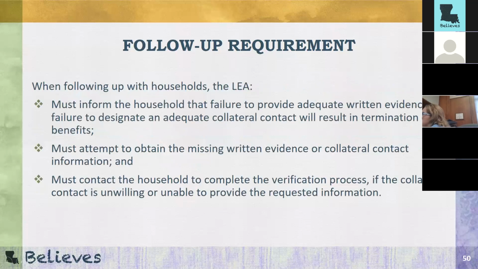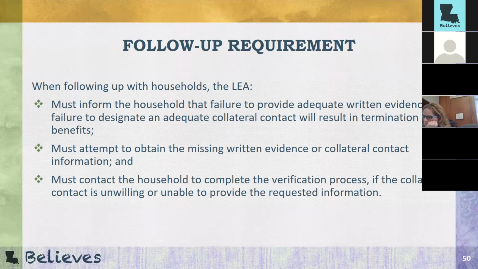When following up with households, the LEA must inform the household that failure to provide adequate written evidence or failure to designate an adequate collateral contact will result in termination of benefits. The LEA must attempt to obtain the missing written evidence or collateral contact information, and they must contact the household to complete the verification process if the collateral contact is unwilling or unable to provide the requested information.